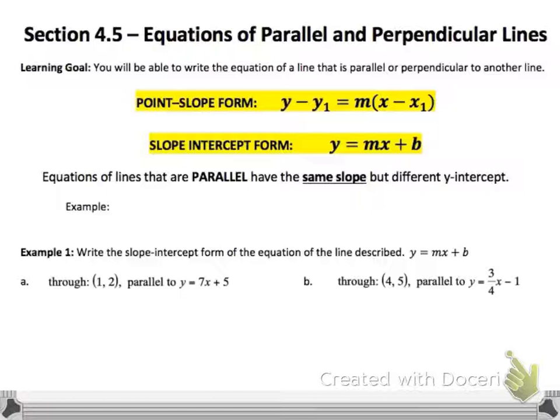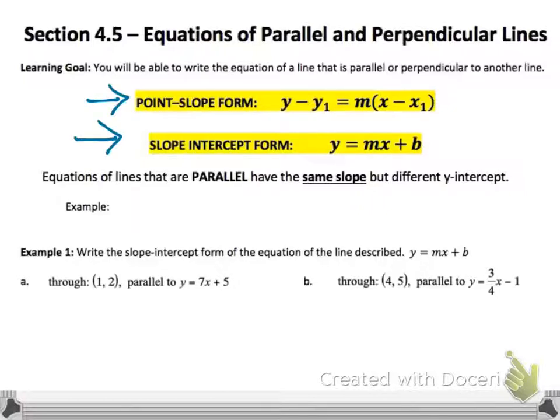Today we're going to be continuing our discussion of equations of parallel and perpendicular lines. We had a review lesson called Part 1 of 4 or 5, where we went back and looked at Algebra 1 skills that we learned about writing equations for lines.